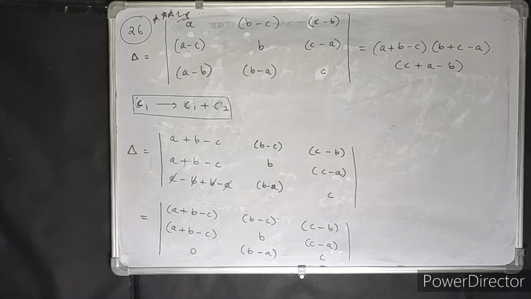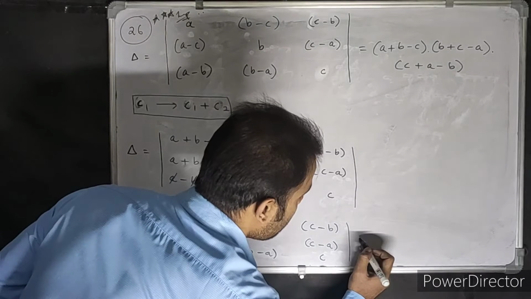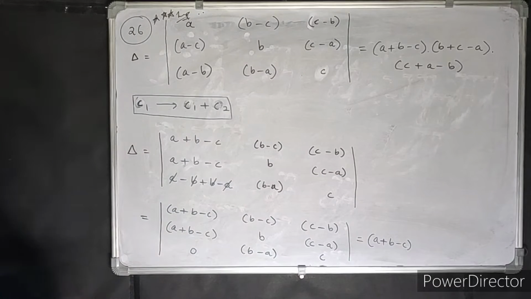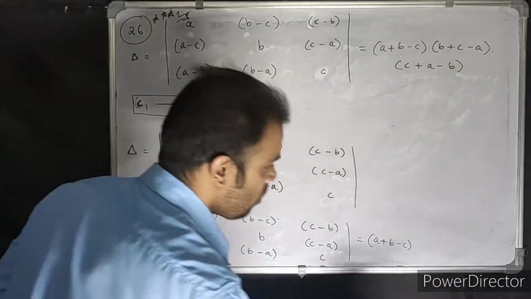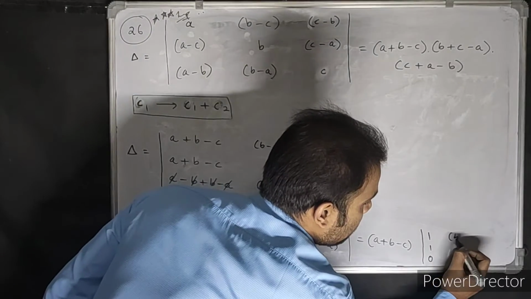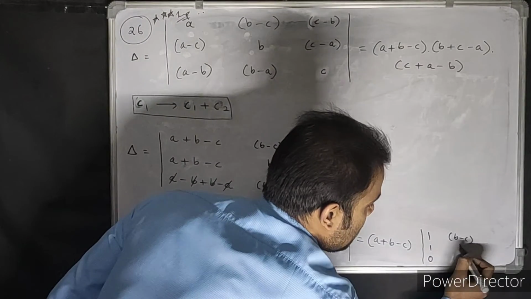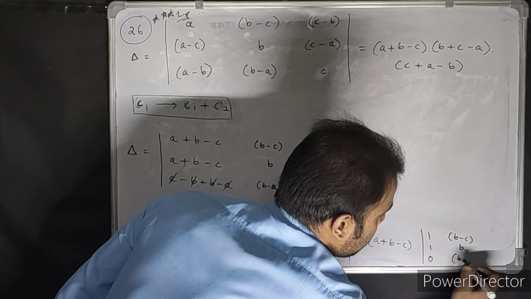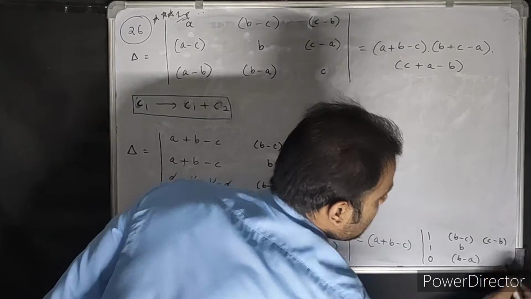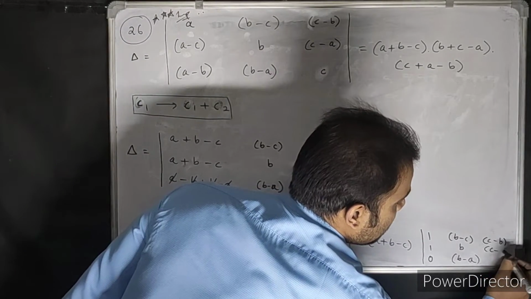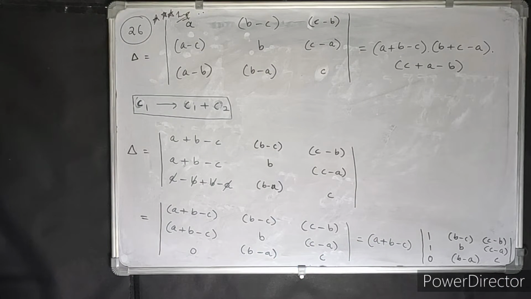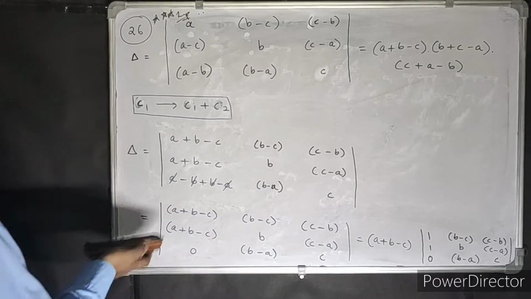After this, you have to take out common. The next step you can do here only. Take out A plus B minus C as common from the first row. And then what you get? 1, 1, 0. Then B minus C, B, B minus A, then C minus B, C minus A, and C. That's your last step. After this, make one element only 0.